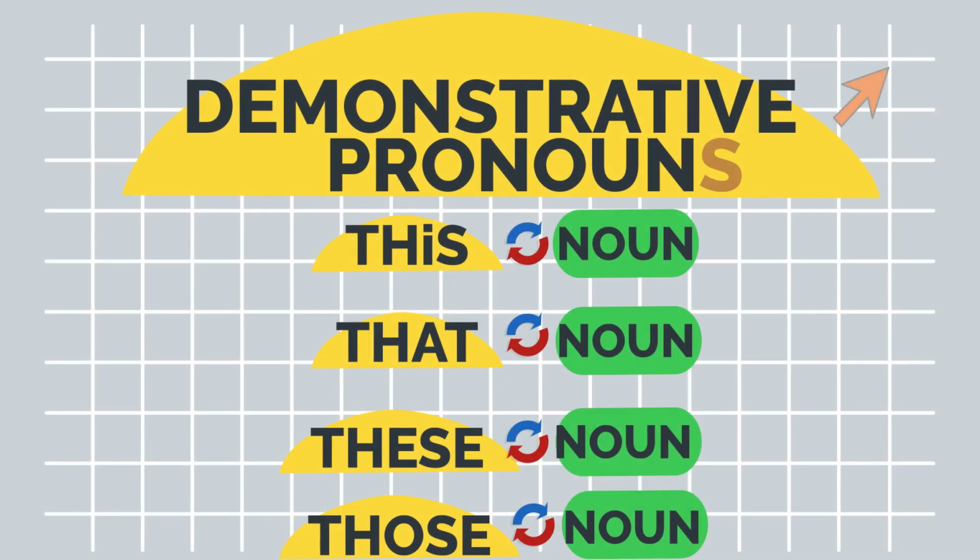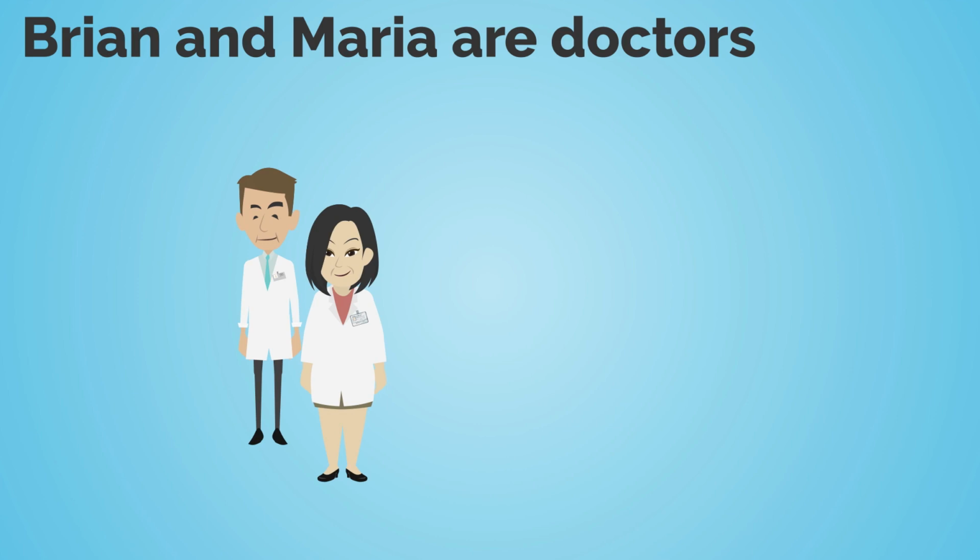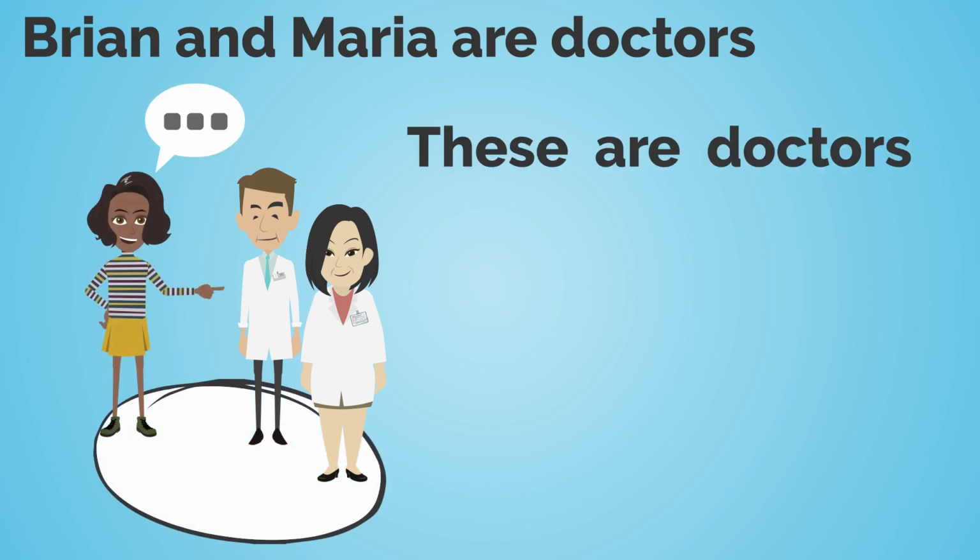We can use demonstratives as pronouns. They replace nouns. Brian and Maria are doctors. These are doctors. We use these as a pronoun to replace the nouns Brian and Maria.